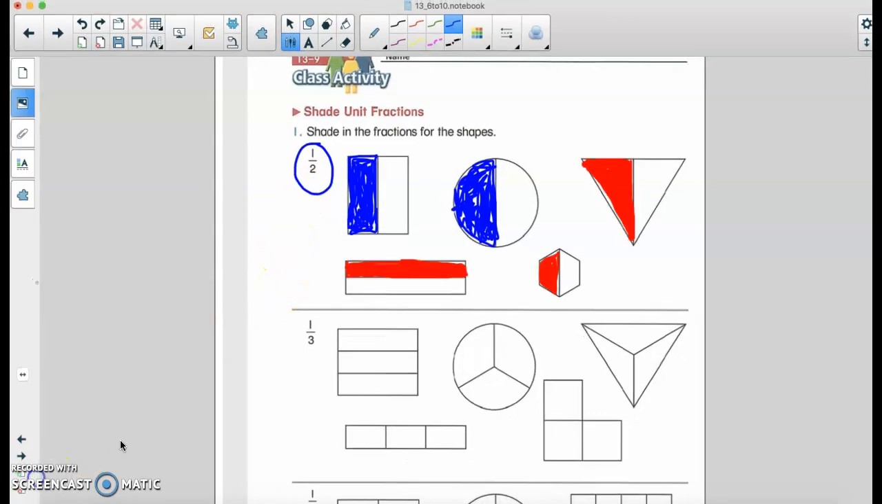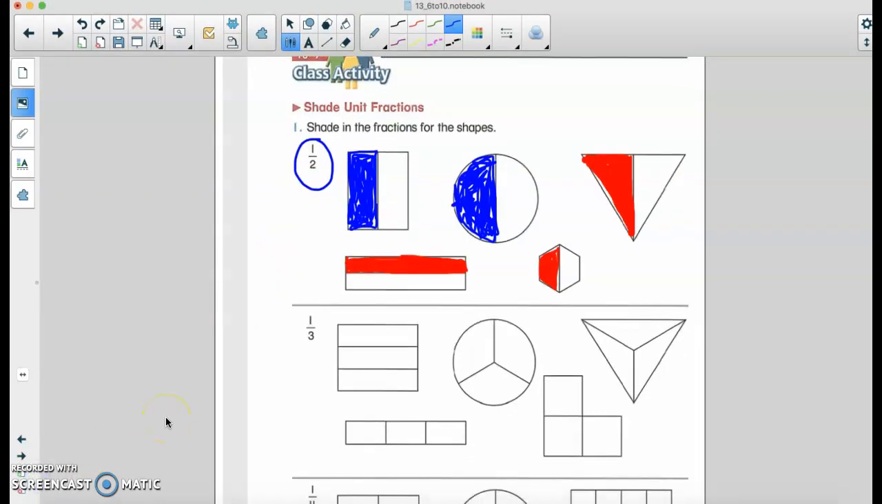All right, hopefully you have the same as me. Now, it doesn't matter if you colored in the opposite side of me, as long as you don't have them both colored in, because otherwise that would be the whole thing. So it's okay if you colored in this side of the circle or this side of the shape or this side of the triangle. It doesn't matter. As long as it's just one of them, it's okay.